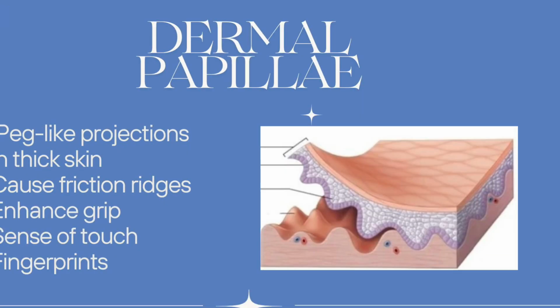Dermal papillae are superficial peg-like projections that stick into the epidermis above them. They are located in your thick skin, which is found in your palms, fingertips, and the soles of your feet. Dermal papillae lie on top of dermal ridges in your thick skin, which cause friction ridges. Friction ridges have multiple functions, including enhancing your gripping ability, contributing to your sense of touch, and forming the pattern of your fingerprints.